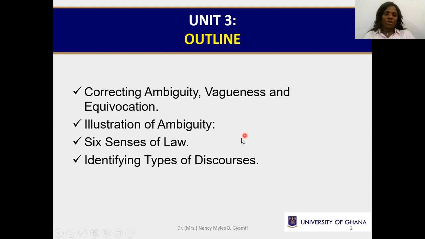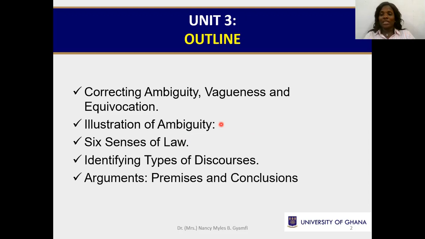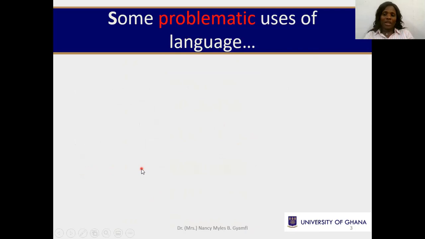Then we will look at identifying types of discourse. Discourse, no longer types of sentences, but a collection of sentences, a passage, the different types of passages that we can have. And then we'll dwell more on one type of discourse called argument, which is useful to the logician or the critical thinker. So you will see some other types of discourse, but our focus will be on the type called argument and how the critical thinker uses that.